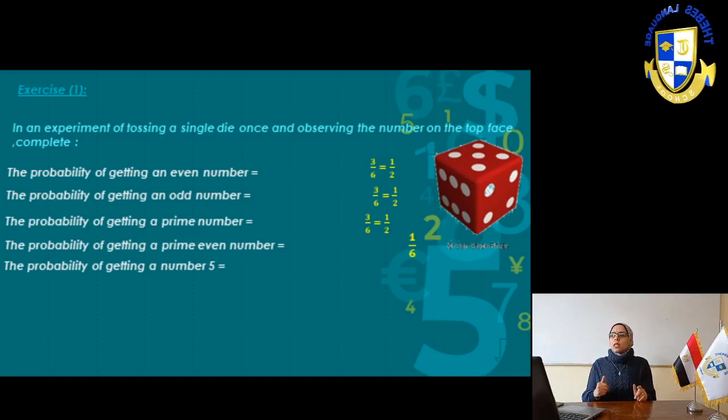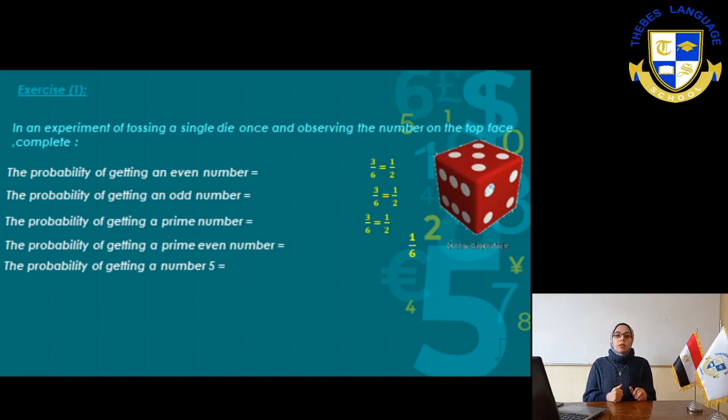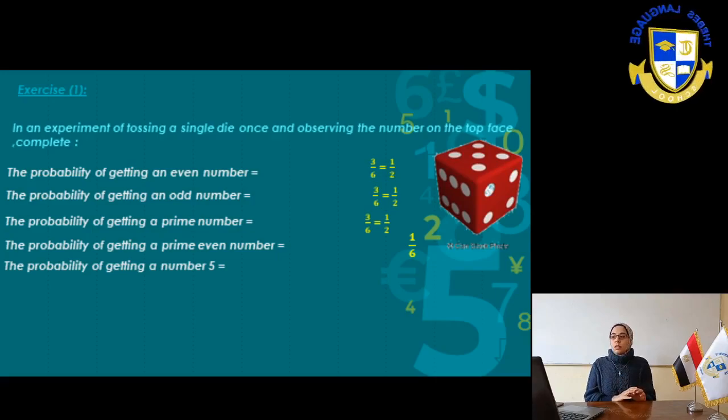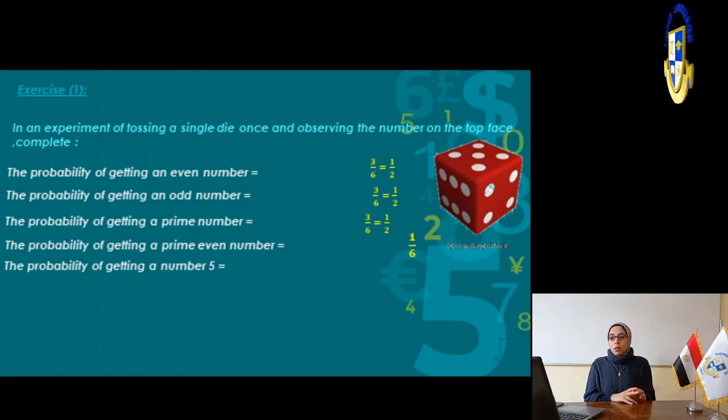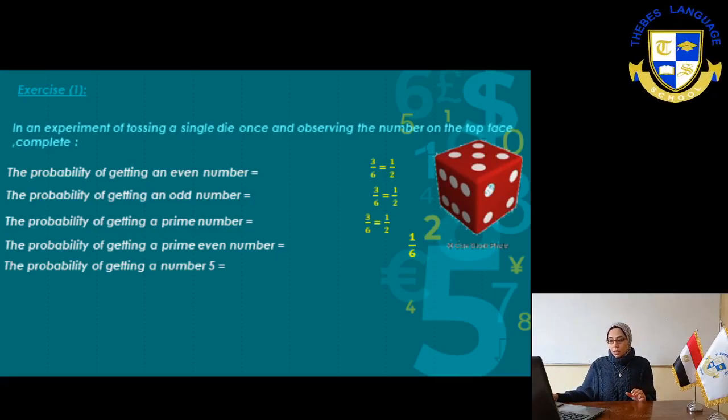How many faces in the die have a 5? It's just one face. One face has a 5 in it. So it will be 1 over 6.